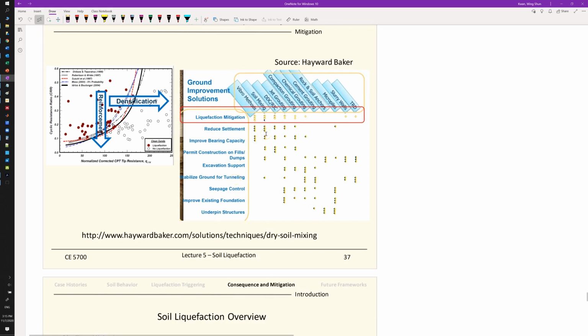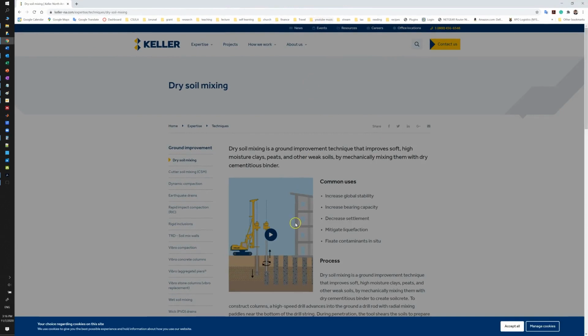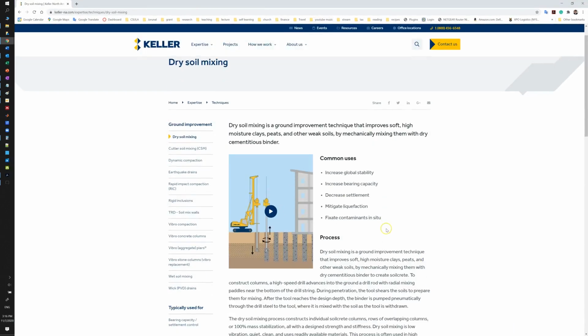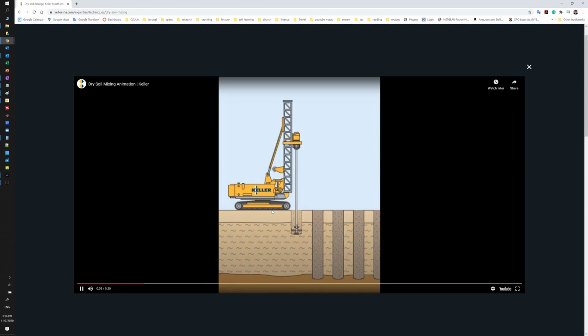So this is more like going to the construction field, and you will work highly with the contractors to make this work. And I posted a website there that will help you to visualize some of the methods, because at the end of the day, those contractors have good information online. So those are some common methods here. Feel free to go to this website, so you will see how some of the grouting or dry soil mixing is done in terms of soil improvement for liquefaction mitigation.